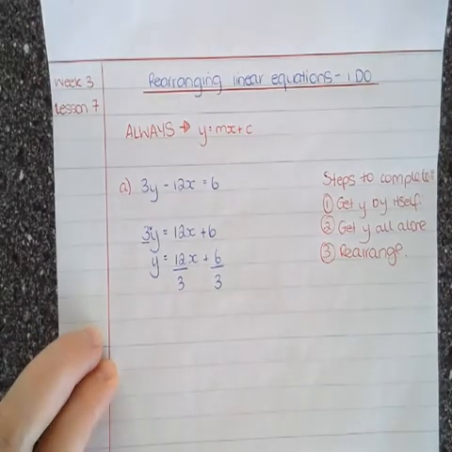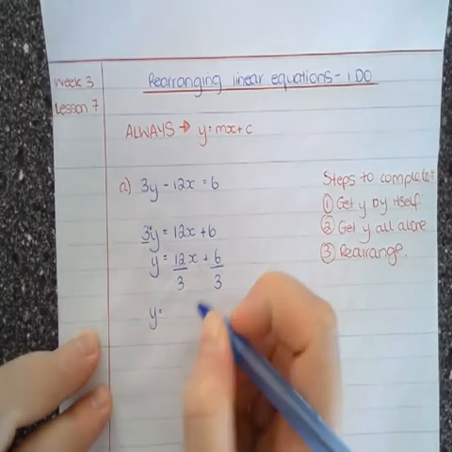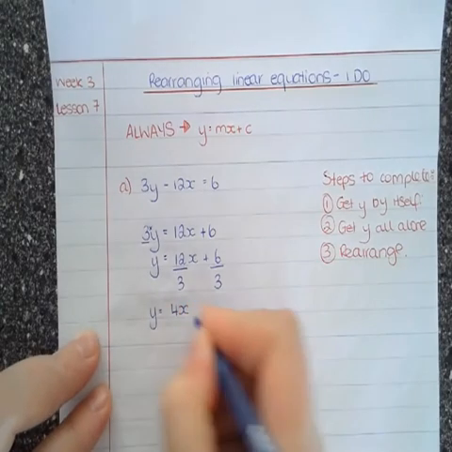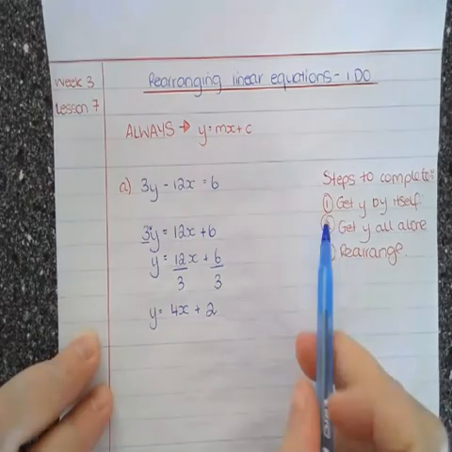You have to do it to both of them. You don't just get to pick one. So y is staying the same. 12 divided by 3 is 4. So it will now be 4x plus 6 divided by 3 is 2. So that's step 2 done.